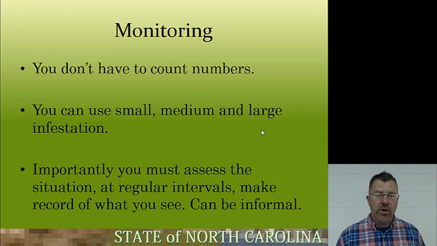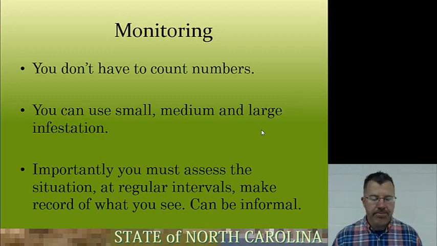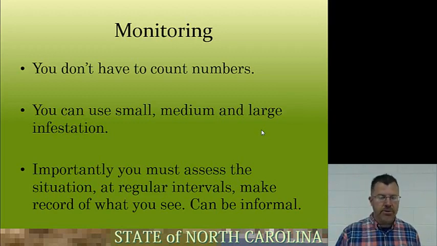Let's say you had a garden, you're wanting to produce so many tomatoes, so many cucumbers, and definitely if your livelihood depends on it, you're going to be a little more precise about it. But still, even those can be informal. You can use small, medium, and large numbers.